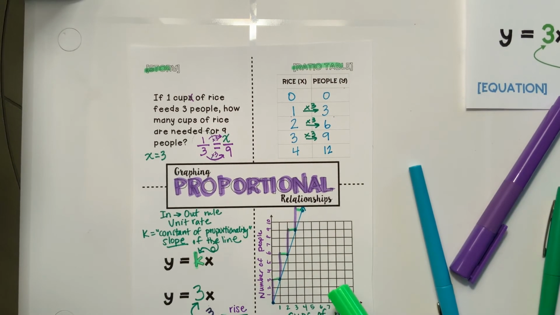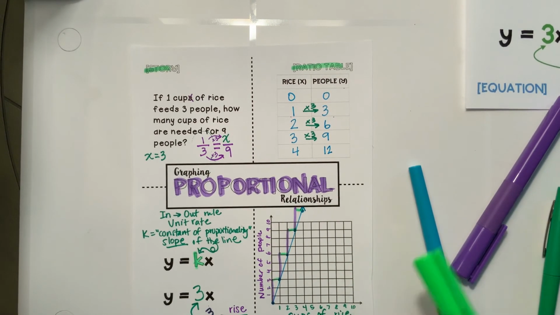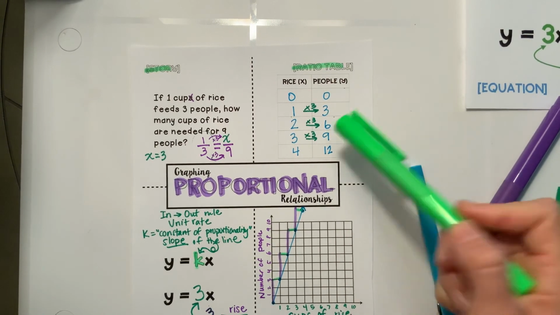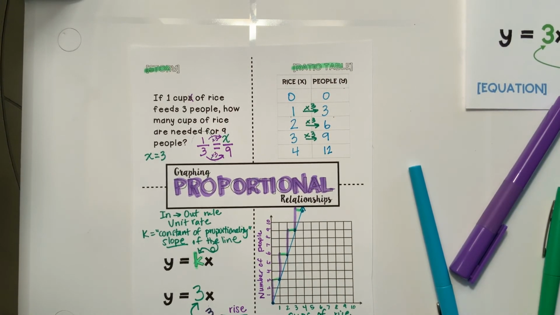Now this is a nice, neat, tidy one. Sometimes your in-out rule is going to be a little bit trickier, like times 2/3, in which case your rise over run would be 2 over 3, in which case you'd go up 2 and over 3. So just be aware of that.